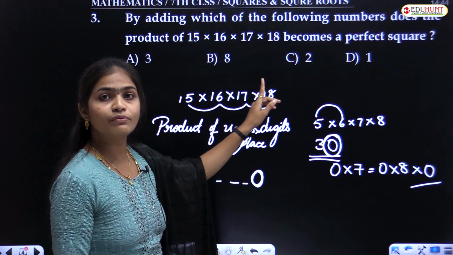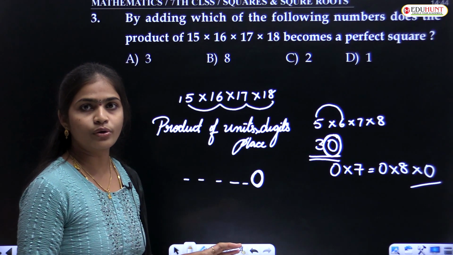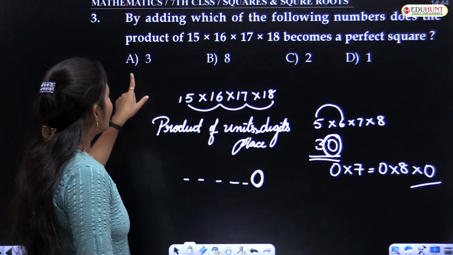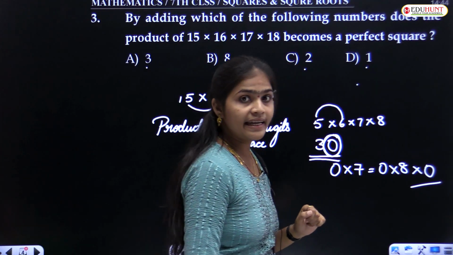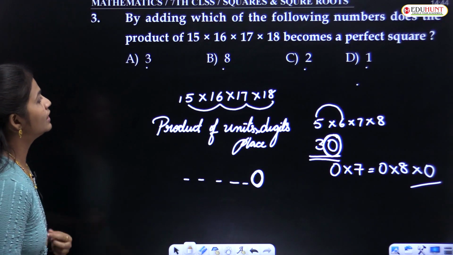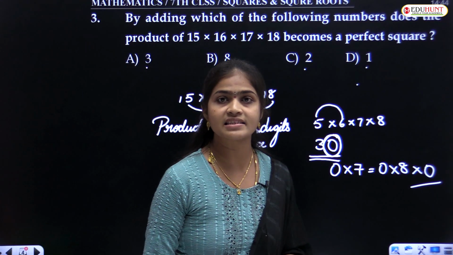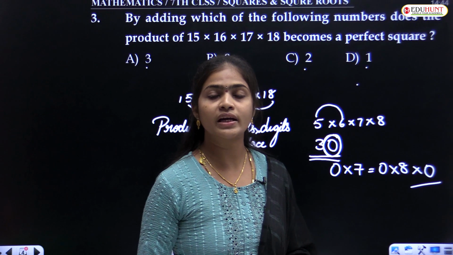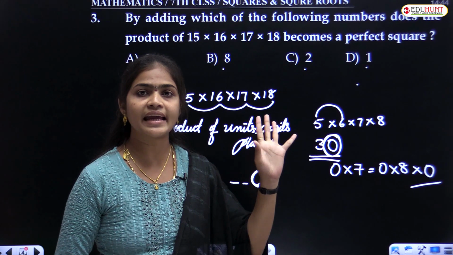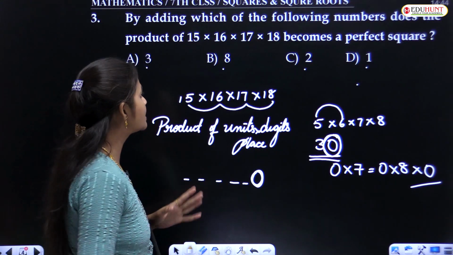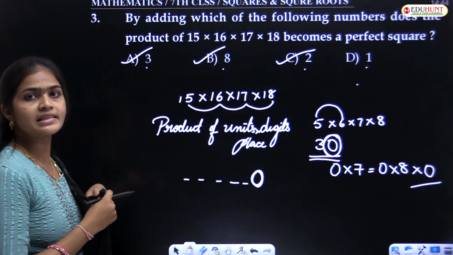Okay, now what they are asking: which number we need to add to this number so that we get a perfect square. So come to the options. When you observe the options, here 3, 8, 2, 1. You have to observe the property of a square, the first property we discussed. If that number is a perfect square, that number never ends in 2, 3, 7, 8. Clear? 3 options we can eliminate.